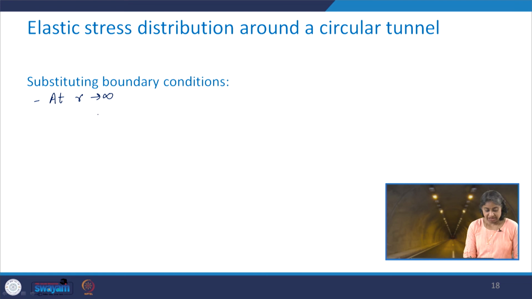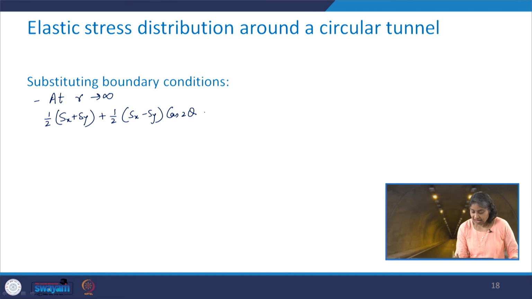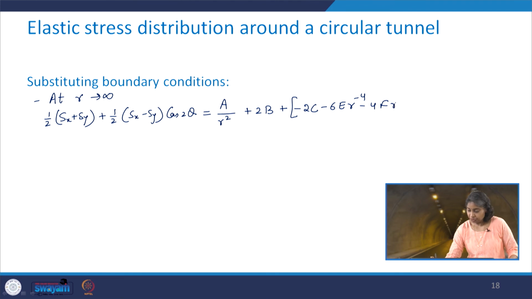So, what we are going to get here is that half (Sx plus Sy) plus half (Sx minus Sy) cos 2 theta is going to be equal to a upon r square plus 2b, plus, so you have here minus 2c minus 6e r to the power minus 4 minus 4f r to the power minus 2, and cos of 2 theta.